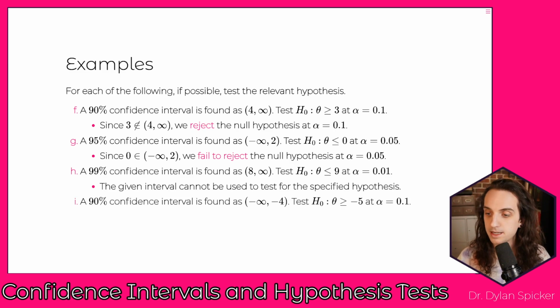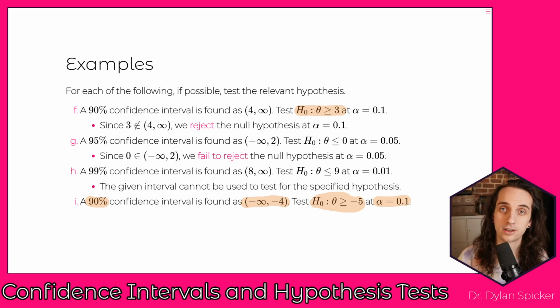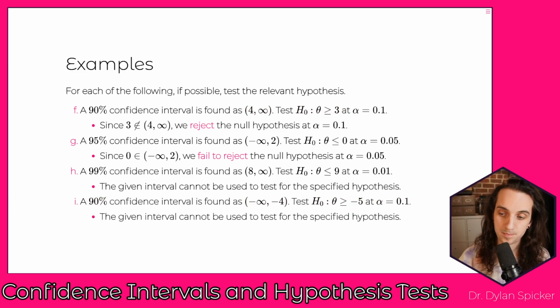Last example here, 90% confidence interval, -8 up to -4. The 90% aligns with alpha equals 0.1, so that's all fine, but we want to test the upper null here, and we have the wrong interval to do that. In order to test is theta greater than or equal to some value, you need the lower bounded confidence interval here. And so once again, we're not going to be able to use this interval to test the specified hypothesis.